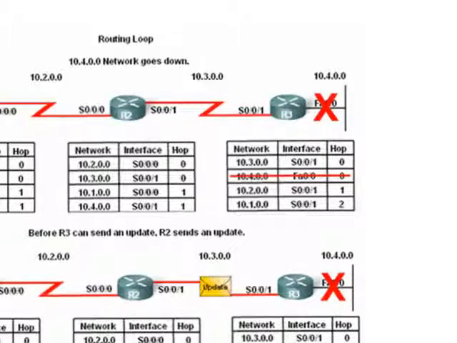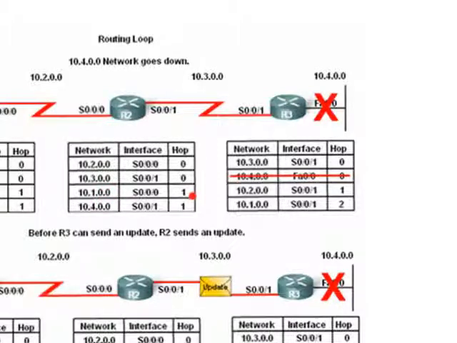And this route update will have, okay, router 2 will tell router 3, you can reach 10.2.0.0, which is this one, through me, with a hop count of 1. That's normal. You can reach 10.3.0.0, which is this one, through me, with a hop count of 1. Of course, here I have 10.3.0.0 with a hop count of 0, so I will ignore that, right?